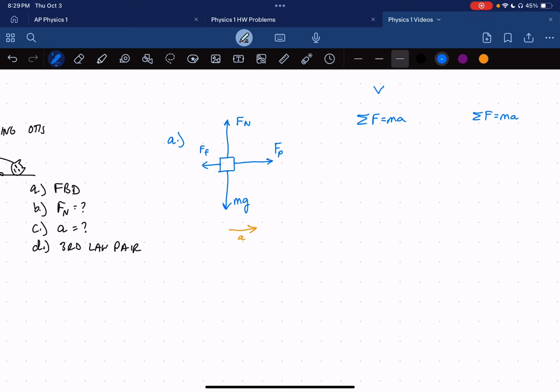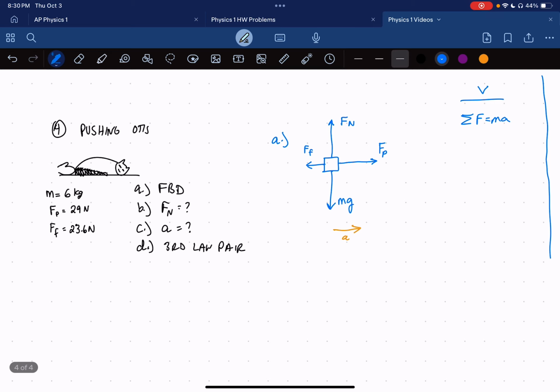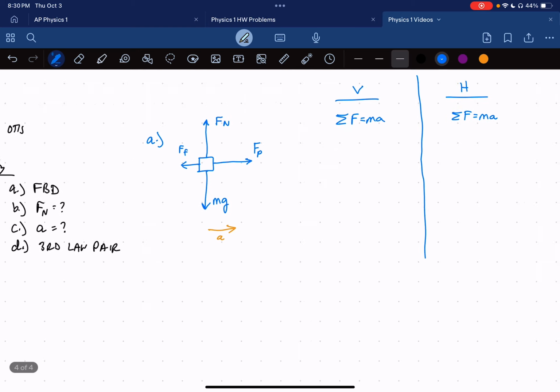We'll make one vertical and we'll make one horizontal. Okay, so we'll start with the vertical one and we can separate these here. Now this is really important. We're just looking vertically. Look at the acceleration. Is the acceleration vertical at all? Right, and the answer is no. So when I ask, is there any acceleration vertically? Think about this situation. Is Otis accelerating up or down? No, no. So there is no acceleration.